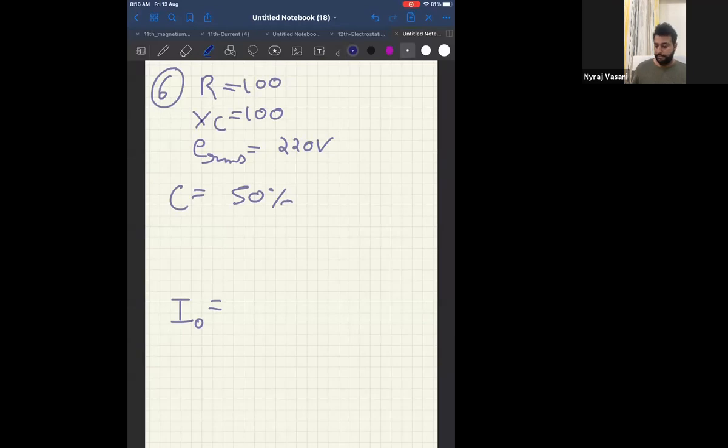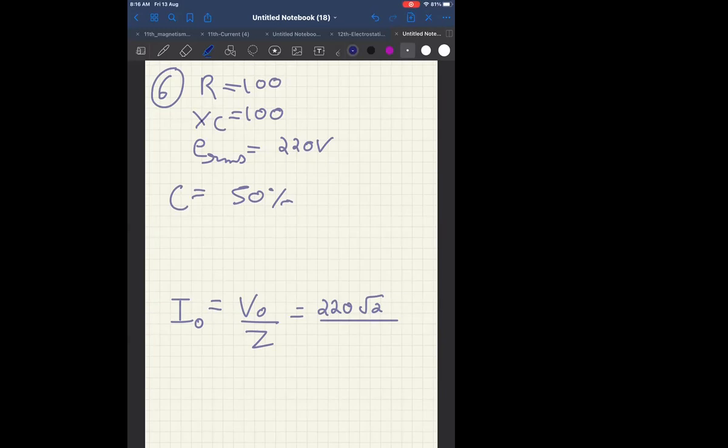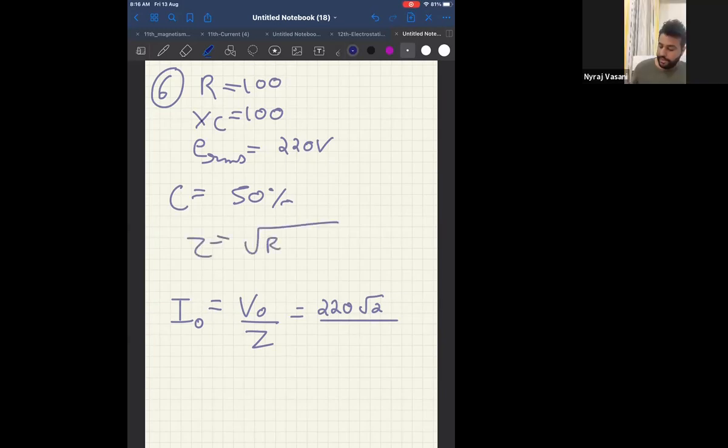Listen. Maximum current is maximum voltage upon opposition, correct? Now, maximum voltage is RMS voltage into root 2. Can I say maximum voltage is RMS voltage into root 2, divided by impedance? Now solve for impedance and tell me what will be the answer. Z is equal to square root of R square plus XC square. Therefore, answer will be 100 root 2 because both are 100. Therefore, can I say Z will be 100 root 2? Therefore, 220 by 100 will be 2.2.